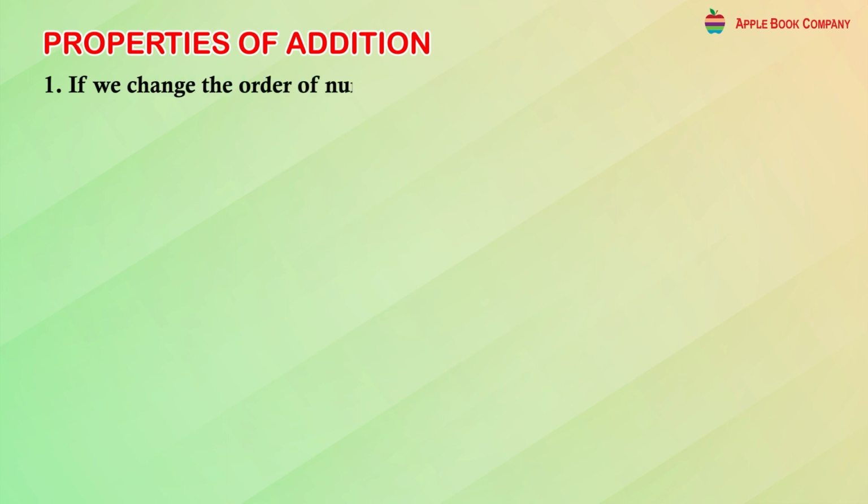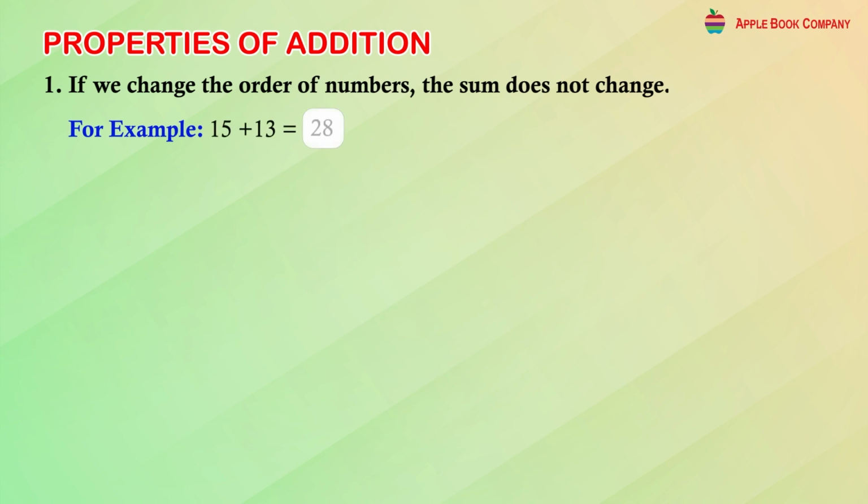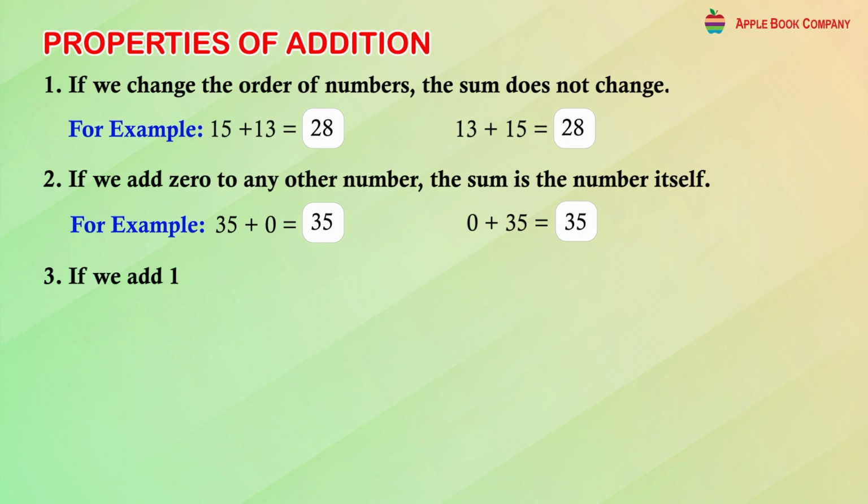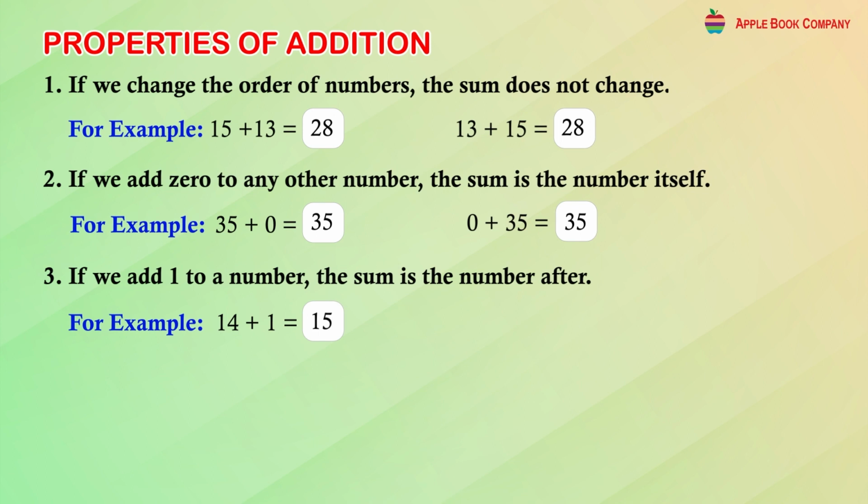If we change the order of numbers, the sum does not change. For example, 15 plus 13 is equal to 28, but also 13 plus 15 is equal to 28. If we add 0 to any other number, the number is the number itself. For example, 35 plus 0 is equal to 35. Similarly, 0 plus 35 is also equal to 35. Now, if we add 1 to a number, the sum is the number after it, which is 14 plus 1 is equal to 15, and 1 plus 27 is equal to 28.